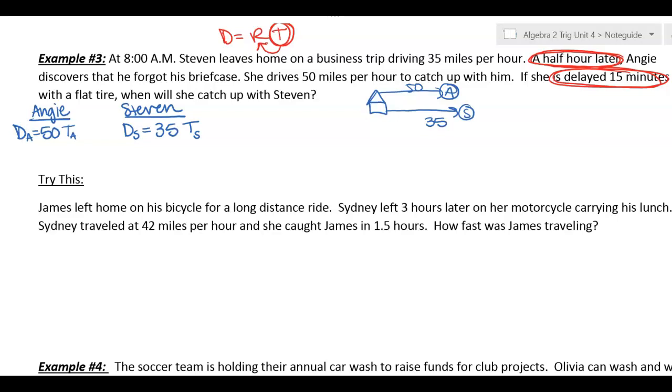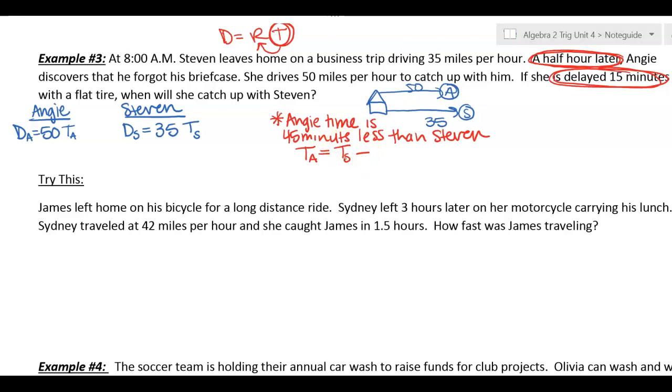Okay, so Angie's time is 45 minutes less than Steven. And I know this because remember, time is how long you've spent on the road. She didn't leave till a half hour later than him, and she was stopped for 15 minutes with a flat tire. That's 45 minutes total that she was not traveling at all at that rate. So the way that I would write this is that Angie's time is 45 minutes less than Steven's time.